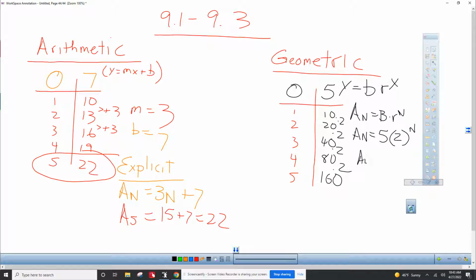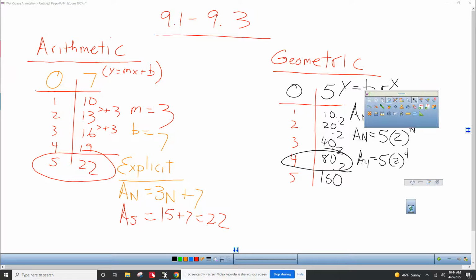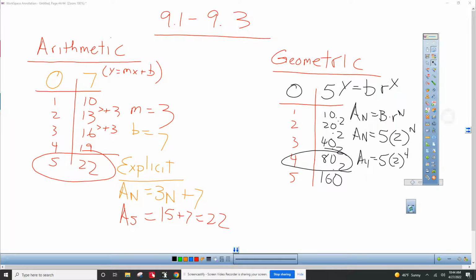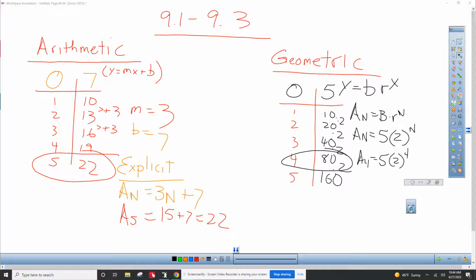So what's a sub 4? It should be 5 times 2 to the fourth. 2 to the fourth, 2, 4, 8, 16. 5 times 16 is 80. Bam, we got it right. Okay. Now let's talk about, so this is your explicit formula. Now let's talk about recursive. This right here is your explicit.